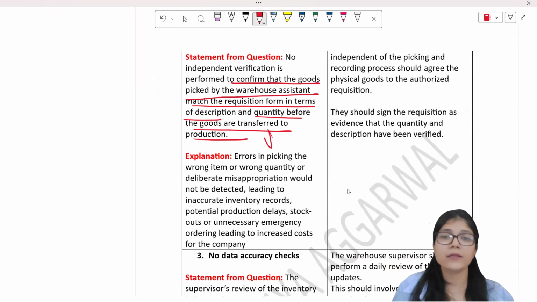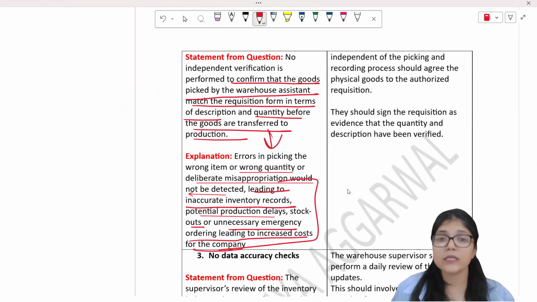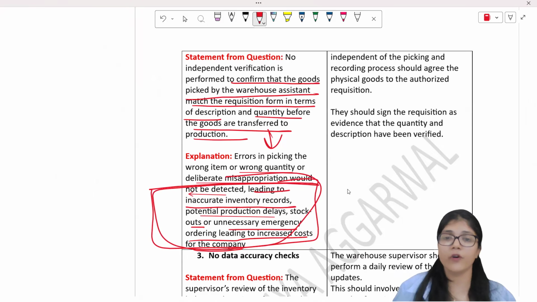So explanation: errors in picking the wrong item or wrong quantity, or deliberate manipulations, would not be detected, leading to inaccurate inventory records, potential production delays, stockouts, and unnecessary emergency ordering, leading to increased cost for the company. So this is the major aspect of your answer.